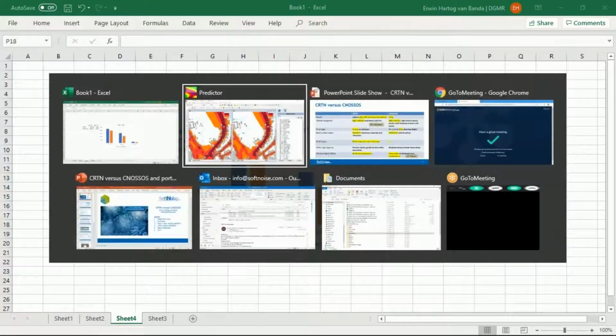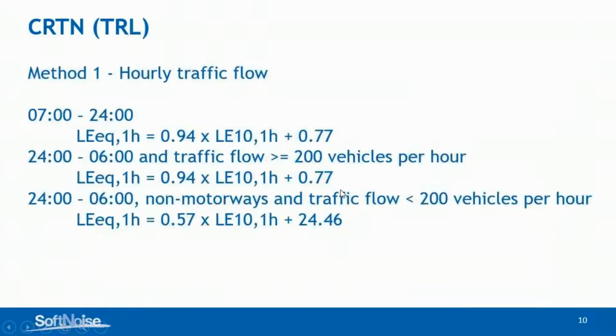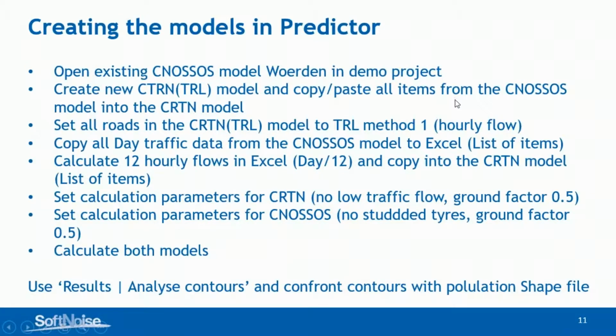So, that concludes my presentation almost. This shows you how method 1 of TRL converts L10 to LEQ. It's L10 times 0.94 plus 0.77 in the day period. So this is also included in my whole comparison. I was really surprised that it compares. I did not expect it. And this is of course what I did.